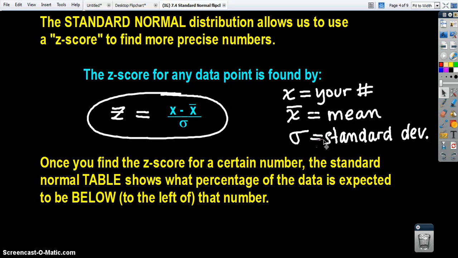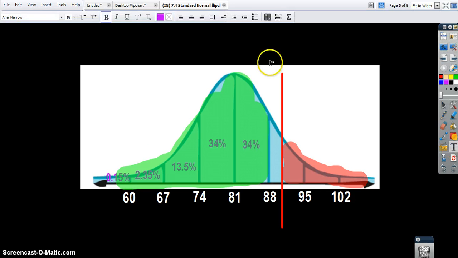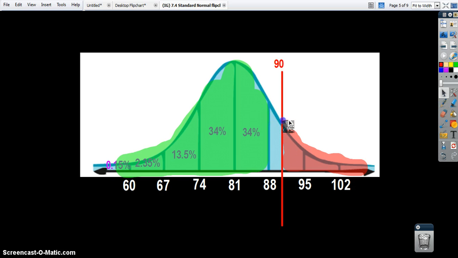Okay, once you find the z-score for a certain number, the standard normal table shows what percentage of the data is expected to be below or to the left of that number. So in other words, if I want to know about 90, let's say here's 90, then I have to turn 90 into a z-score.